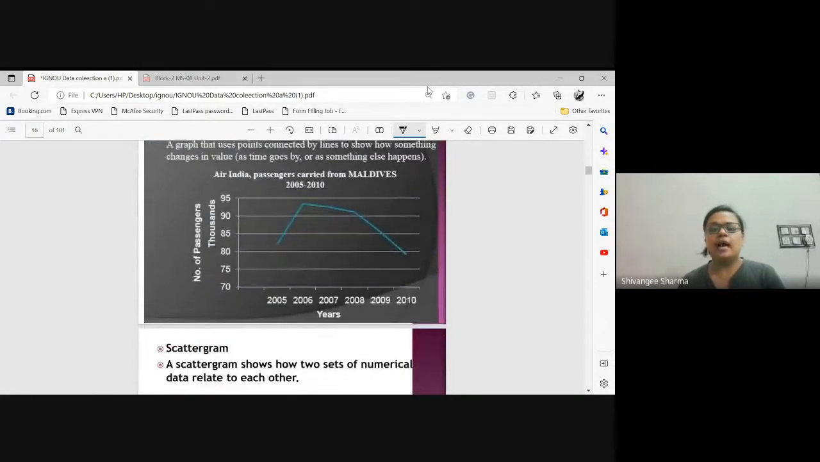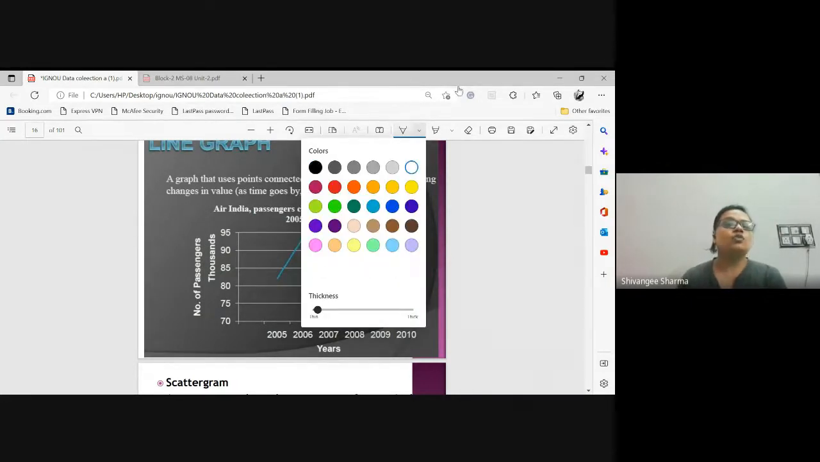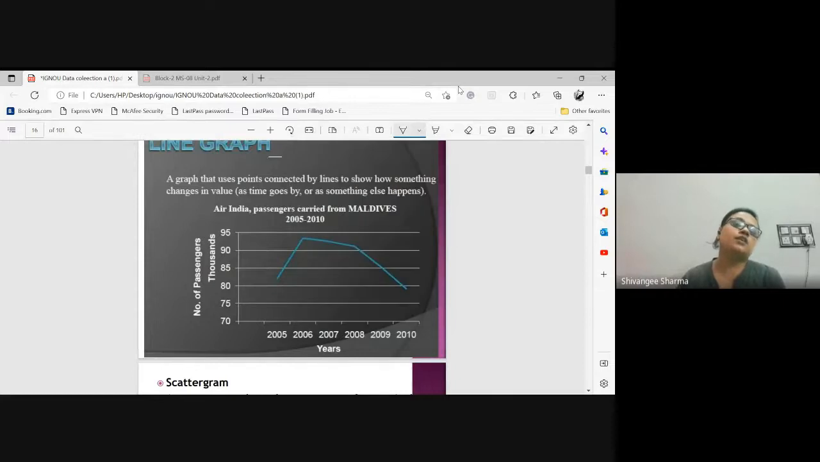Then we have the line graph. These are the type of graphs which are generally used for identifying a trend, right? You can see these kinds of graphs very commonly on index platforms, on the Sensex index, or the Nifty, or any commodity index. They generally use line graphs. Why do they use lines? Because this represents a trend.